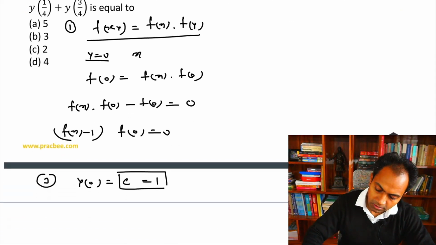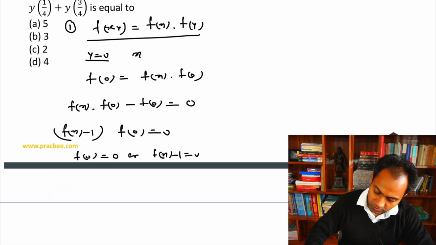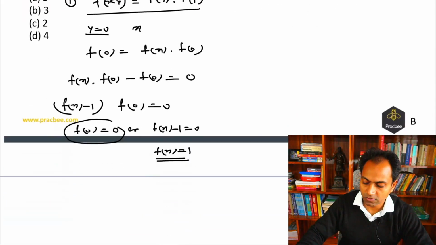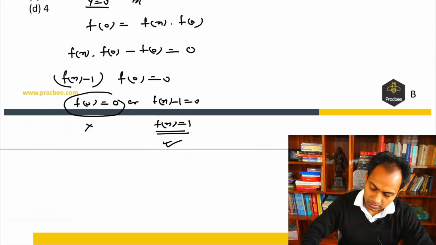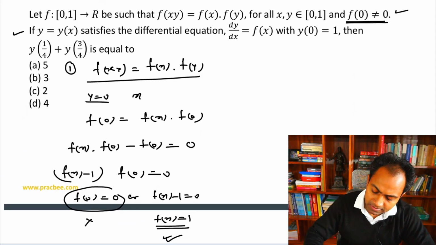So there are two possibilities here. Either f of 0 becomes equal to 0, or f of x minus 1 equal to 0, which eventually results in f of x being 1. The question says that this is not possible. It has been written that f of 0 is not equal to 0. So this is not possible. This is the only case, and this makes the question extremely easy.